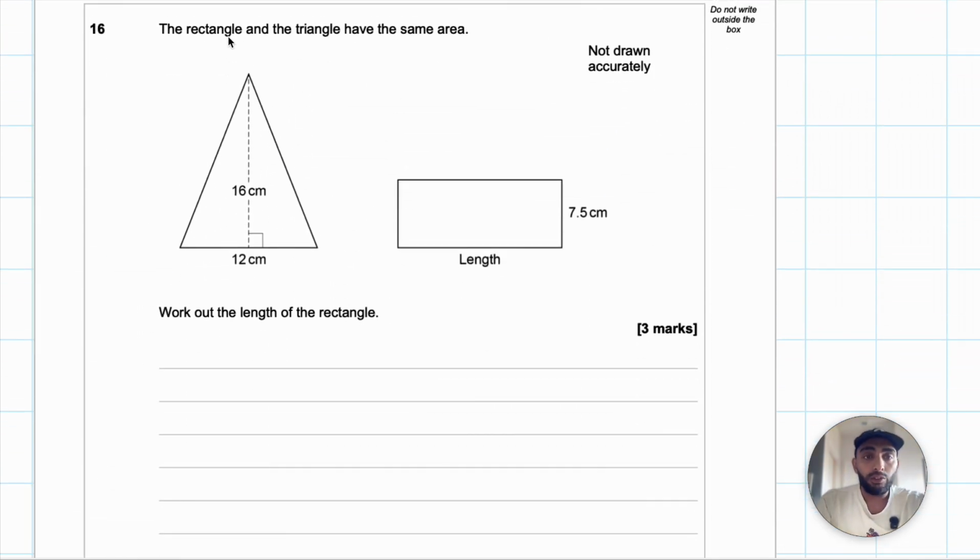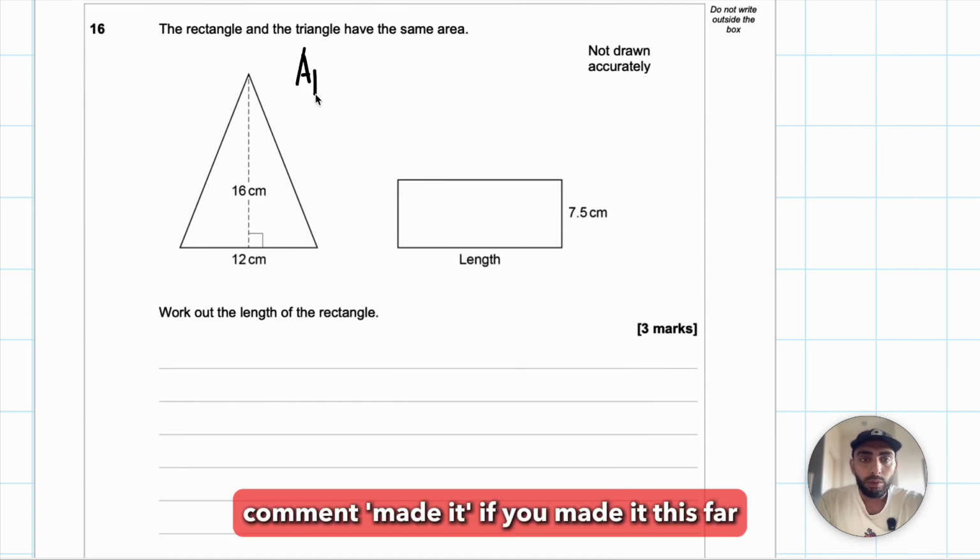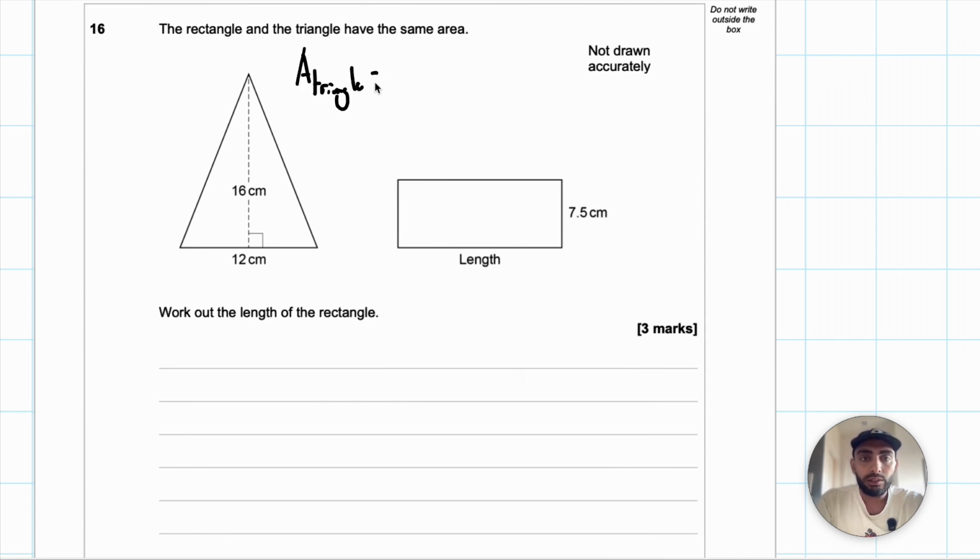Question 16. The rectangle and the triangle have the same area. Work out the length of the rectangle. Let's first work out the area of this triangle. Formula for area of a triangle is base multiplied by height divided by 2. We're going to do 12 times 16 divided by 2. I can do 16 divided by 2, which is 8, and 12 times 8 is 96 centimeters squared. The area of this triangle is 96 centimeters squared.